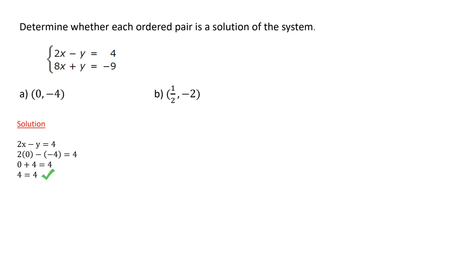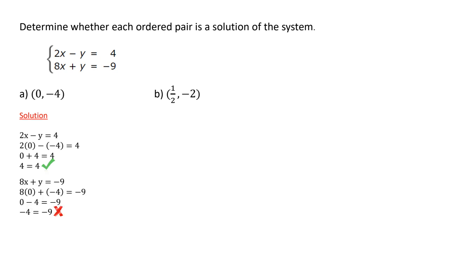We have to check the second equation. When we plug x equals 0 and y equals -4 into the second equation, we see that we have a false statement. On the left we had -4, and on the right we had -9. So this is a false statement, and (0, -4) will not be a solution for this system. It has to satisfy all of the equations given.